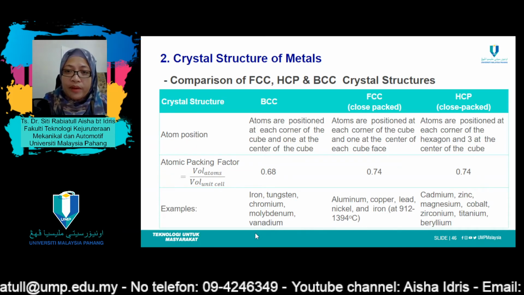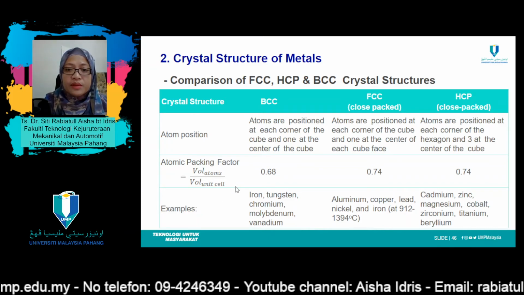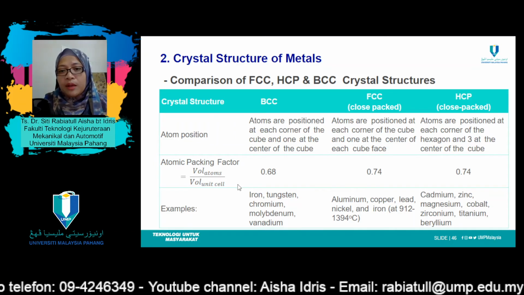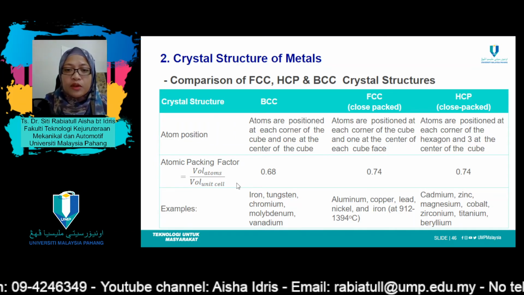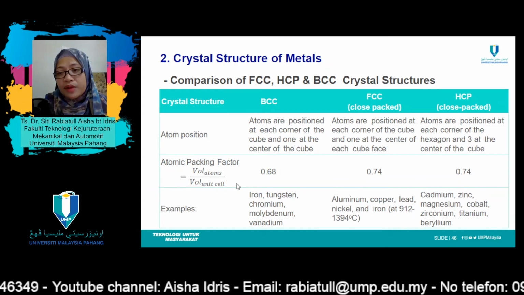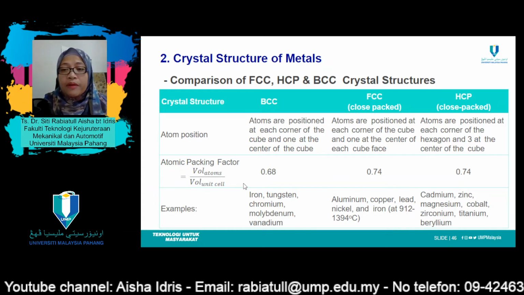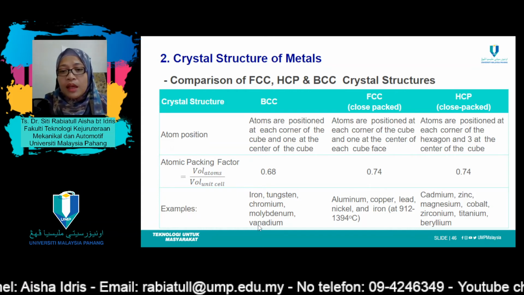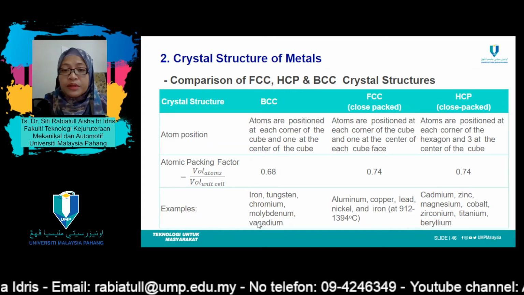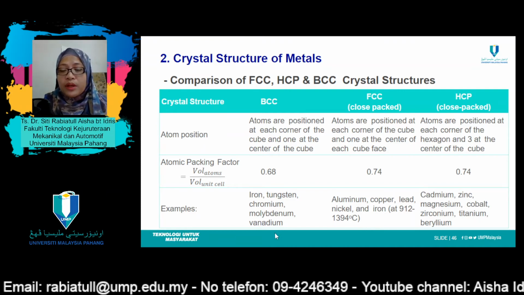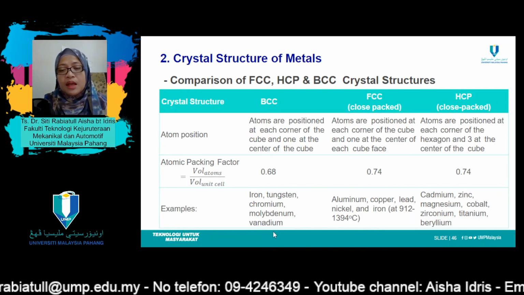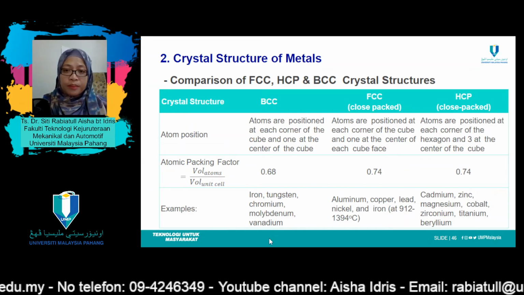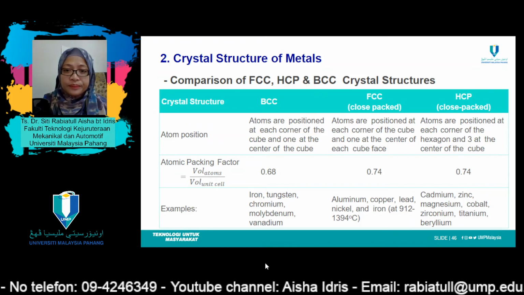So as a comparison for those types of crystal structure, you may find that the atomic packing factor is slightly different between one another. However, for FCC and HCP it is more or less the same. And the examples of each crystal structure over there, I think you can read on your own, because it is actually summarizing those from previous slides just now.